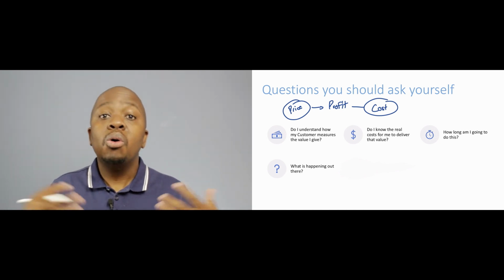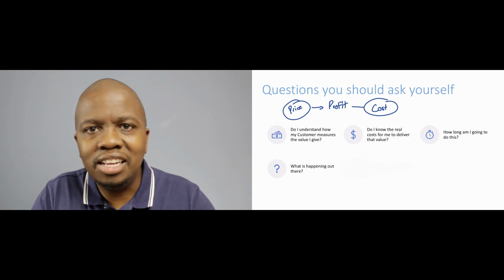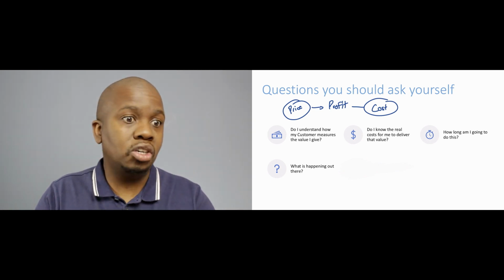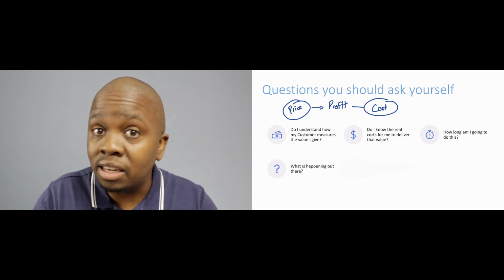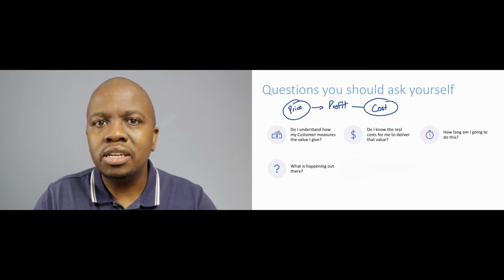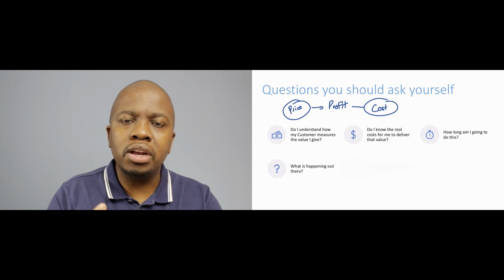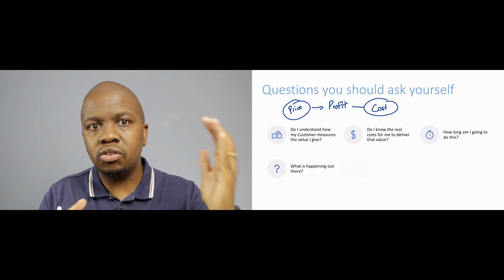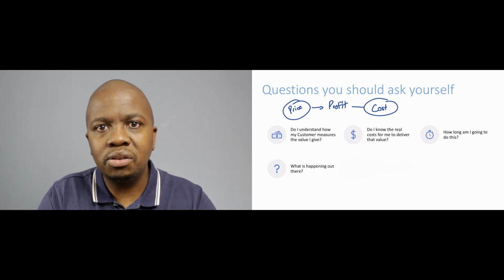The next one is, what is happening out there? It might link to the previous question. What trends are there technologically, socially, environmentally? What is happening out there in the industry that you are in? These are very important so that you don't remain stagnant, trying to do something over and over, and then the finances just don't come in because you have not responded to what is happening outside.